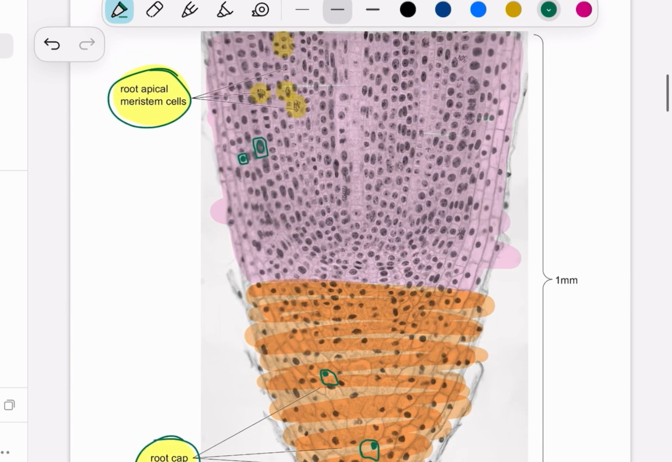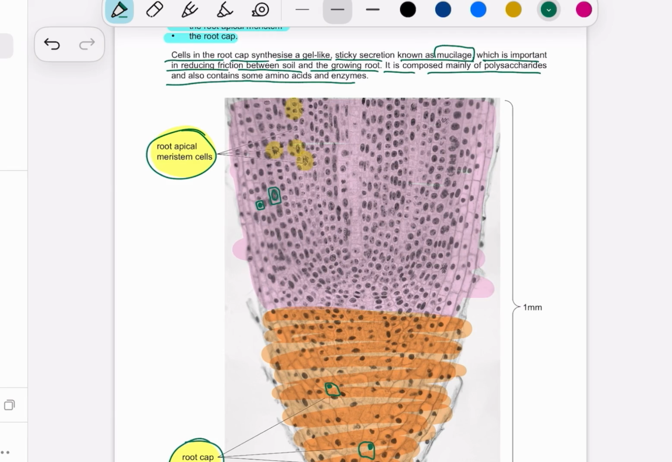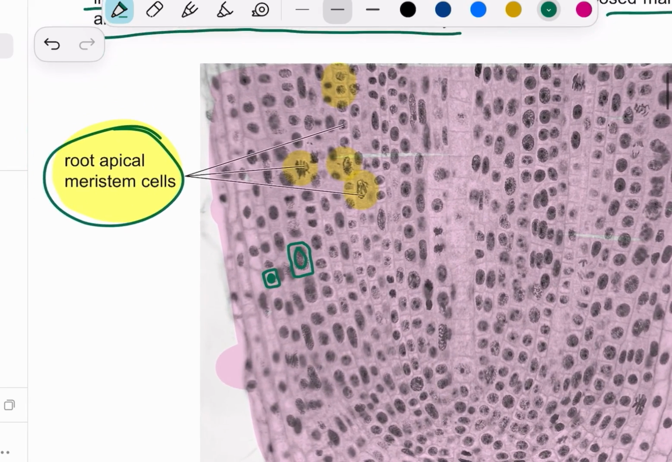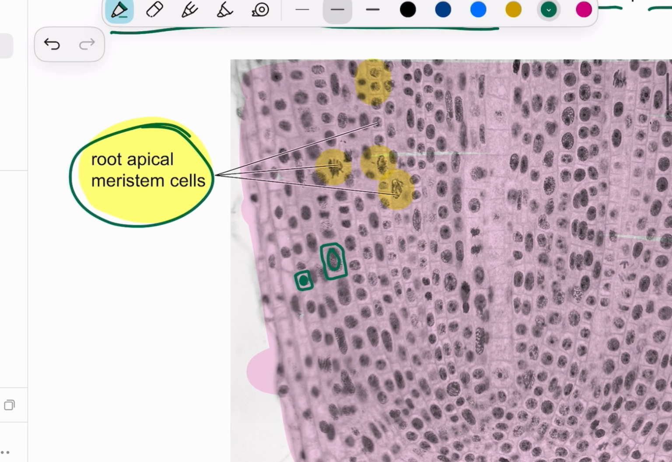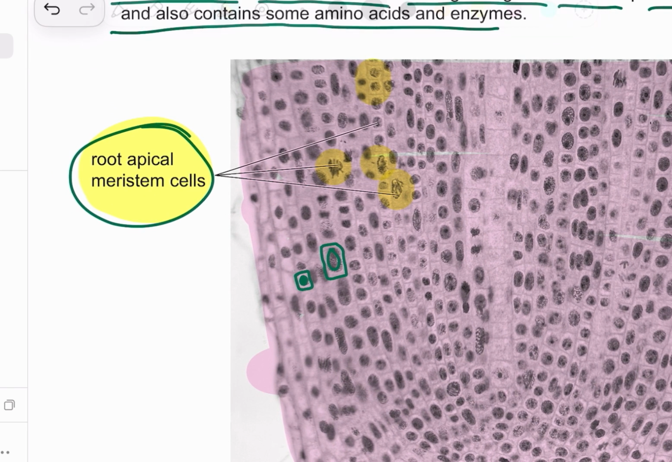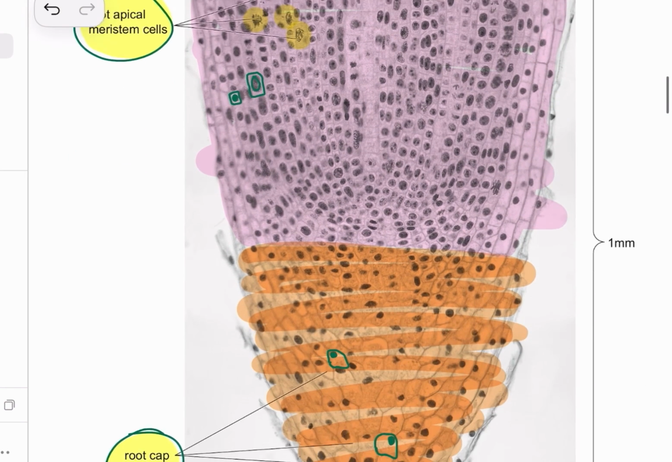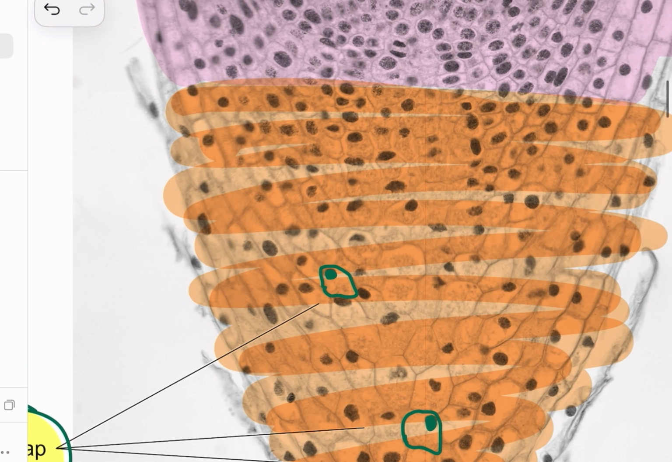Now if I talk about the third difference over here, if I make it more magnified, you can see that the cells in the root apical region are very regularly arranged, like in a row, and they are tightly packed together as well. Now if you see the root cap cells over here, they are very irregular in shape. One is like this, the other one is like this, and also they are loosely arranged as well.